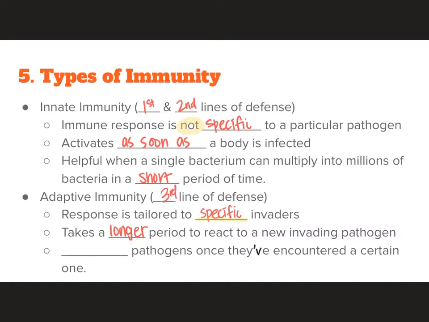Okay, so for adaptive immunity, I found some typo on my slide, so I just changed it. They're going to remember pathogens once they've encountered a certain one. So if they don't know what it was before, they're not going to be able to respond quick enough.